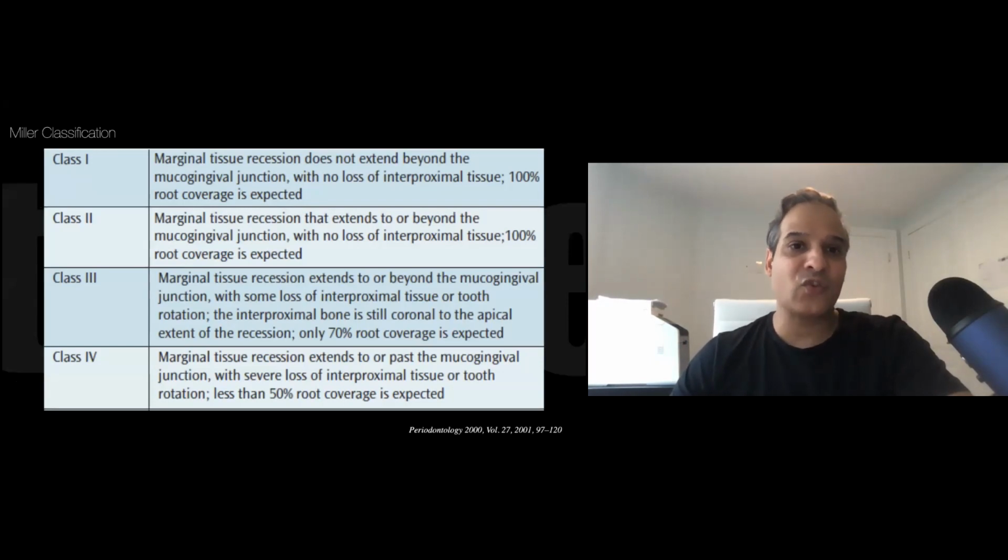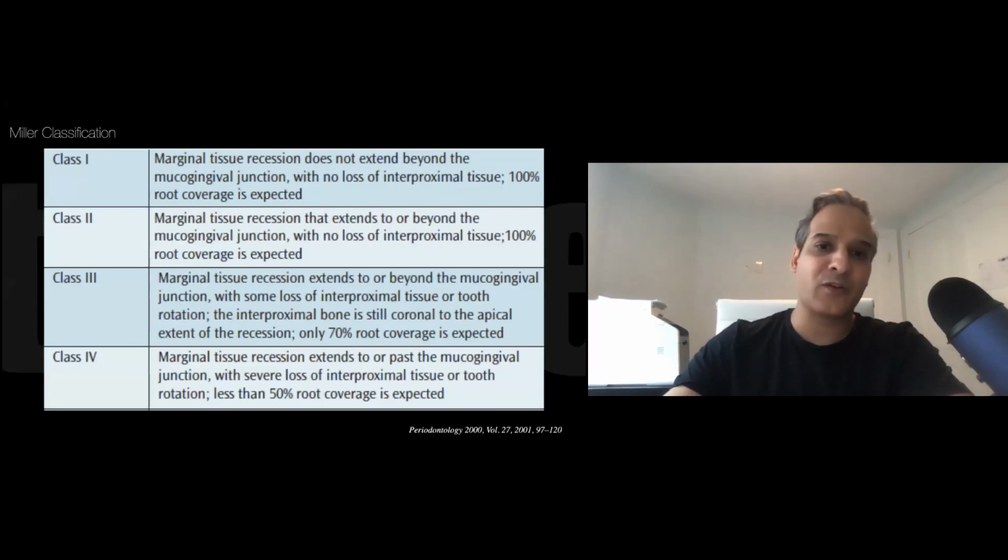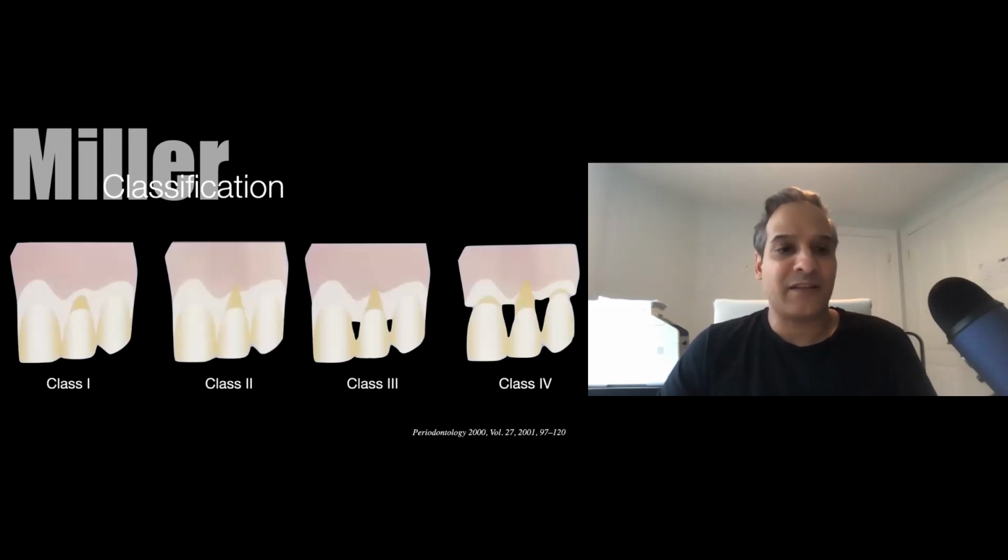So class 1 is usually where you don't have any interproximal bone loss and the recession is basically just within the mucogingival junction. Okay, I'm just going to go to another slide because this shows us visually. So here we go. Class 1, you can see the papilla peaks are filled in, so there's no bone loss, and the recession is within the mucogingival junction, meaning it's within the keratinized tissue. It's not past the mucogingival junction. Class 2, same thing, papillas are filled in. There's no bone loss, but in this case, you have the recession going past the mucogingival junction.